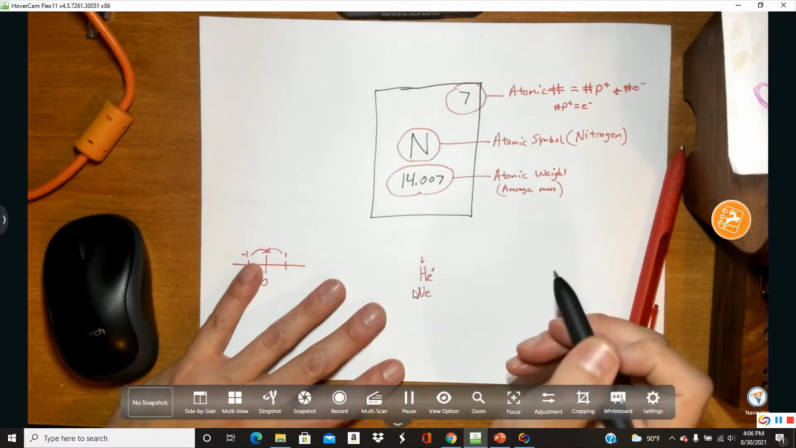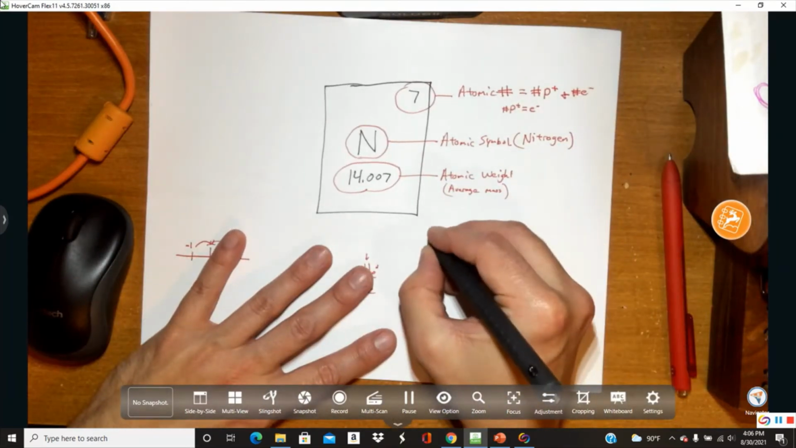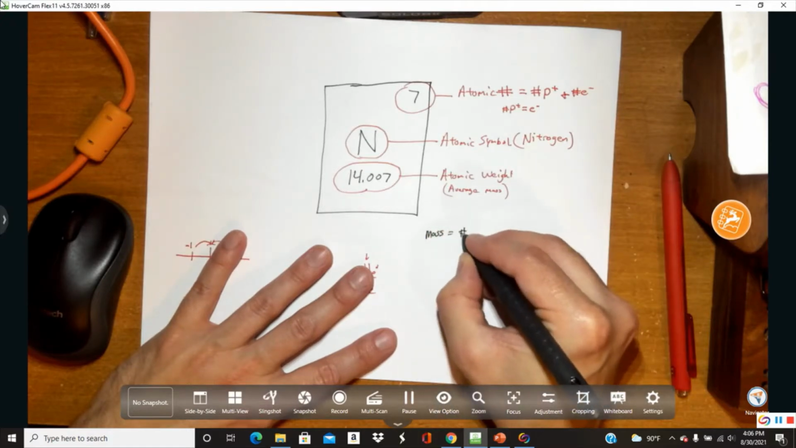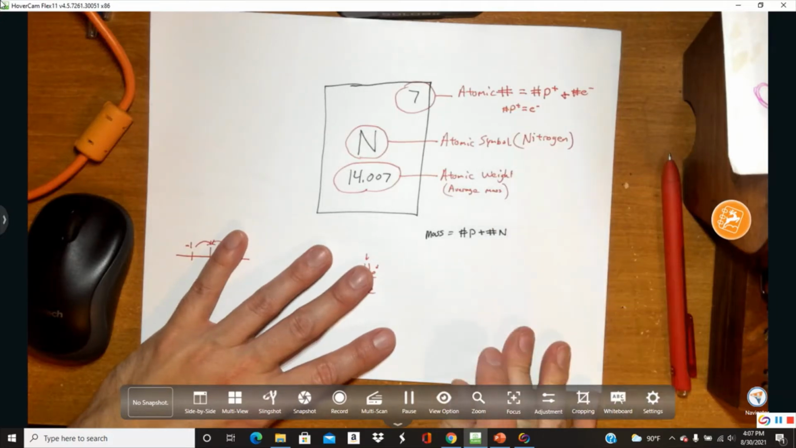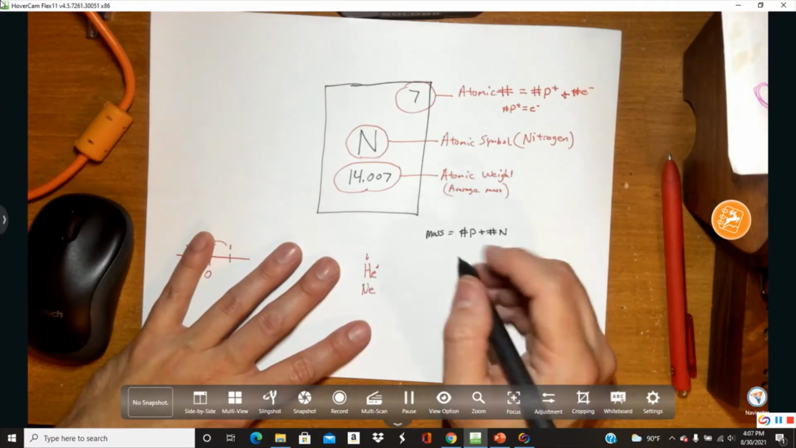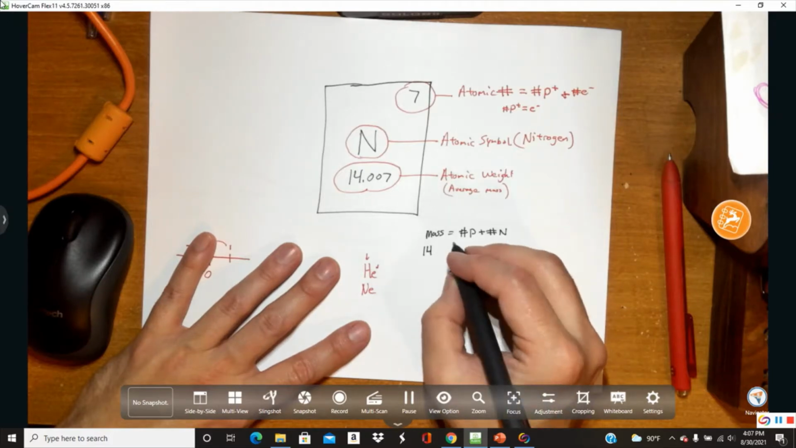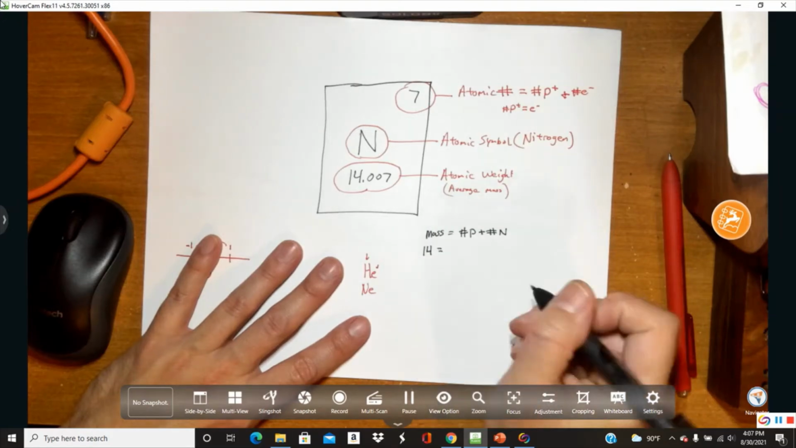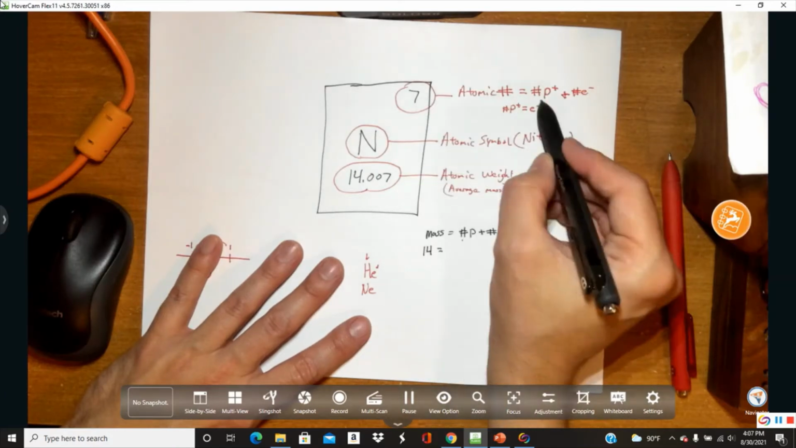Now, what I want to make sure I talk about is let's say I've got the mass. And we know the mass is the number of protons plus the number of neutrons. Now, let's take nitrogen, for example. Let's just say we have an atom of nitrogen that has a mass of 14. Now, let's also say, guys, that we have the number of protons. Where do we get that? We get it from atomic number. That is 7.